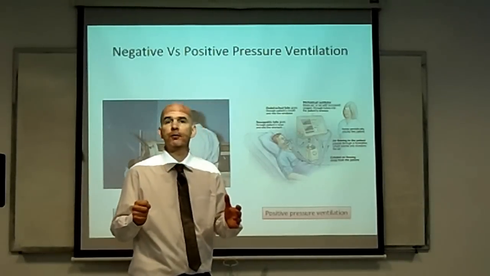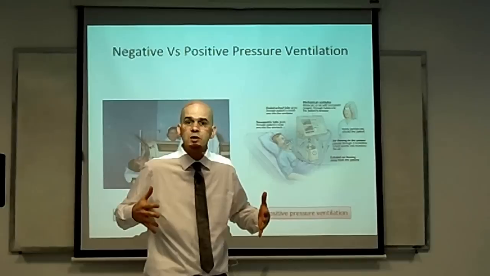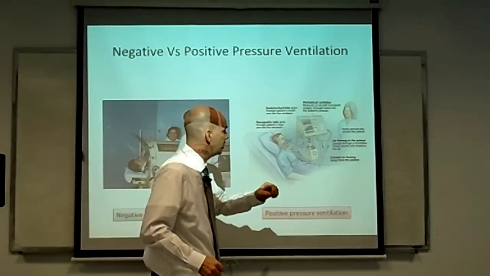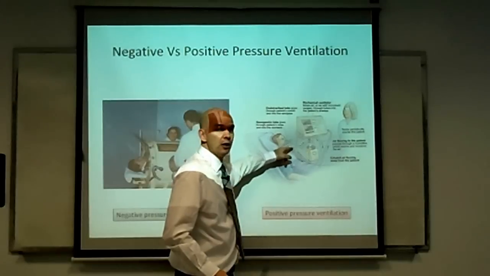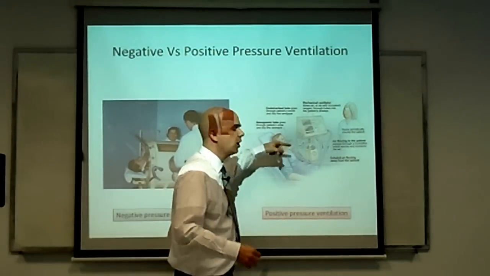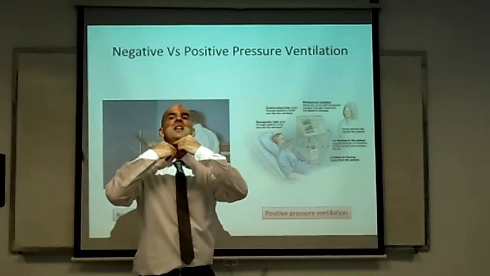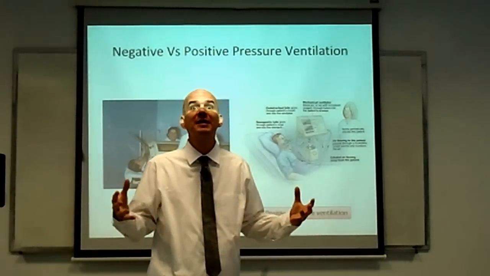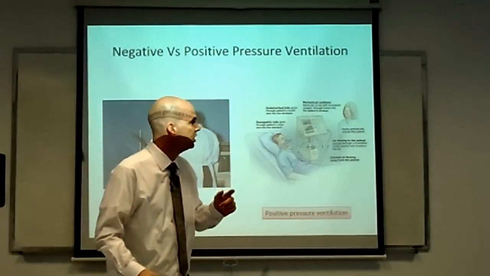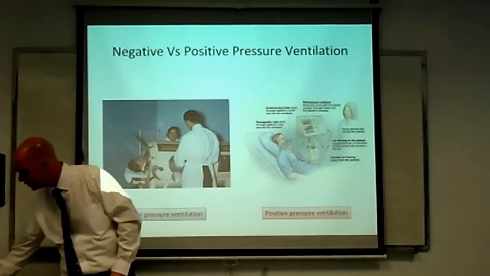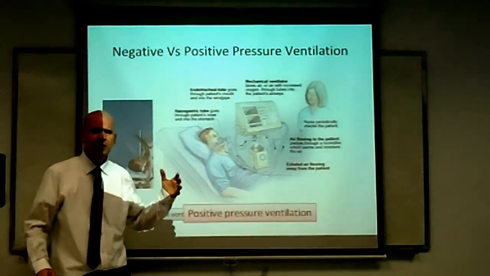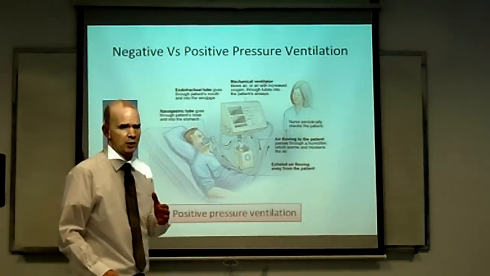Instead of using a negative pressure to open up a patient's lungs from the outside, positive pressure ventilation takes high pressure air, superatmospheric pressure air, and forces it into the airways from the inside, essentially blowing the lungs open from the inside out. Now these machines, these positive pressure ventilators, are much more practical, much more convenient, much easier to use than the negative pressure ventilators.